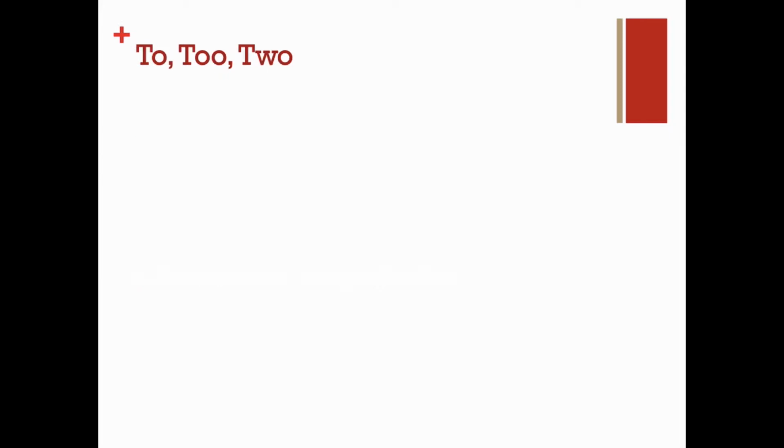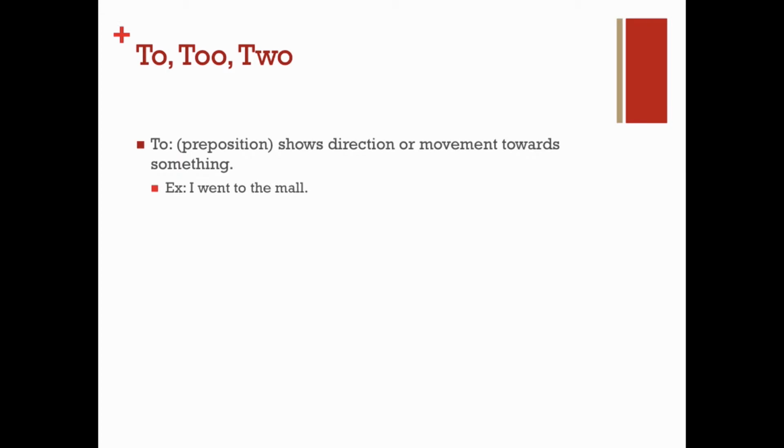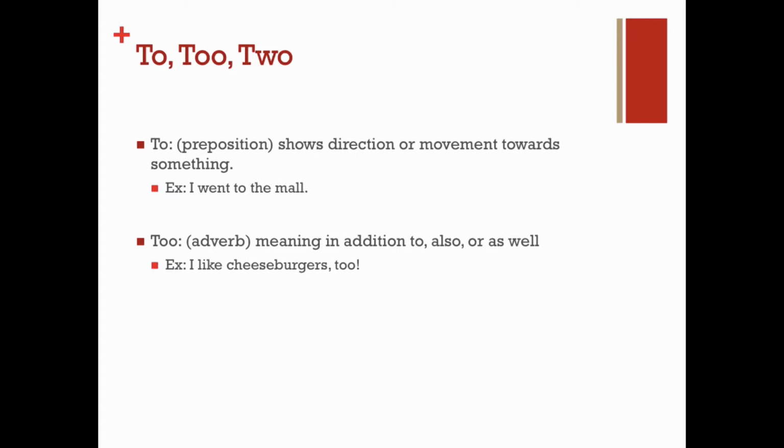Okay, to, too, and two. To, T-O. This is a preposition which shows movement or direction towards something. So example, I went to the mall. T-O-O, this is an adverb. This means in addition to, also, or as well. Example, I like cheeseburgers too. So I'm also liking cheeseburgers in that example. And then T-W-O is the number. This is the spelled out version of the digit 2.